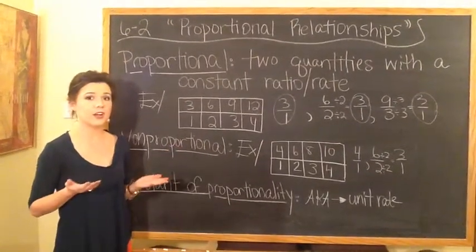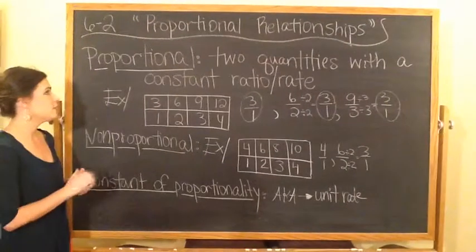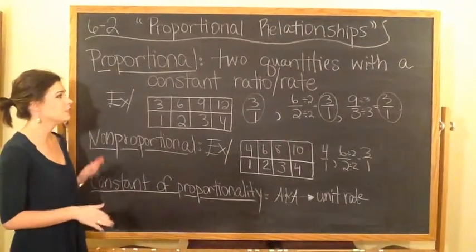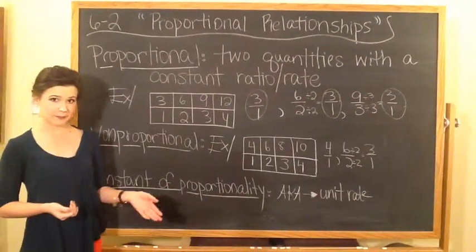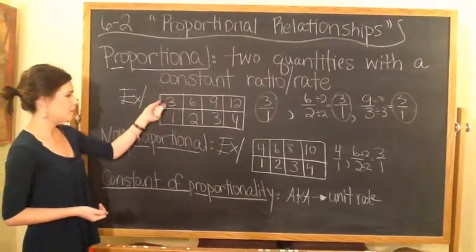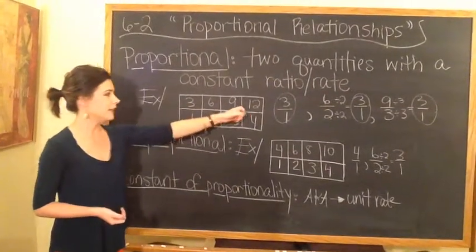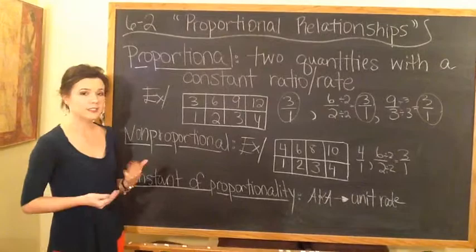So first of all, we need to figure out what it means when they ask if something is proportional. If you're saying that some data is proportional, you're saying two quantities have a constant ratio or rate. For example, if you were looking at this chart and we have 3 to 1, 6 to 2, 9 to 3, and 12 to 4, we need to figure out, okay, do we have a constant rate?